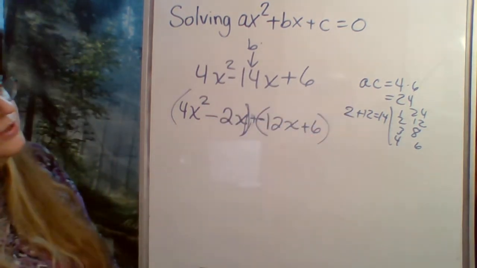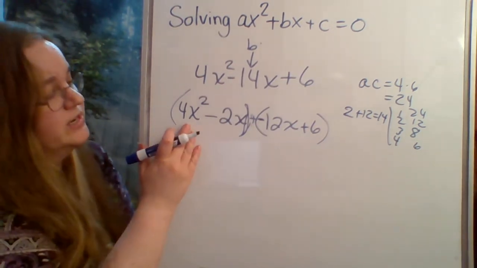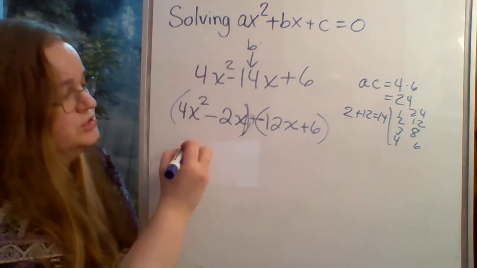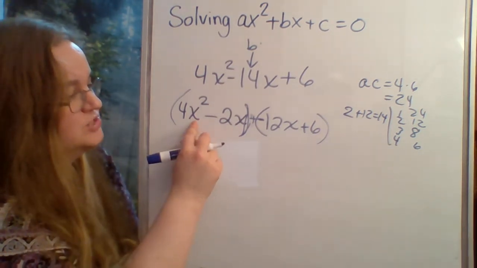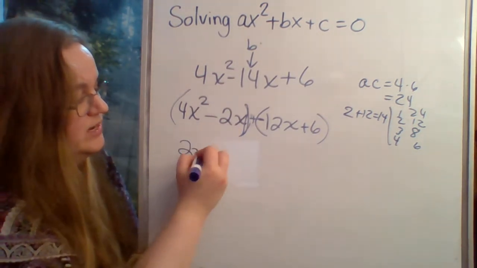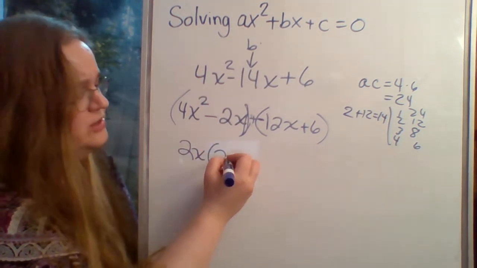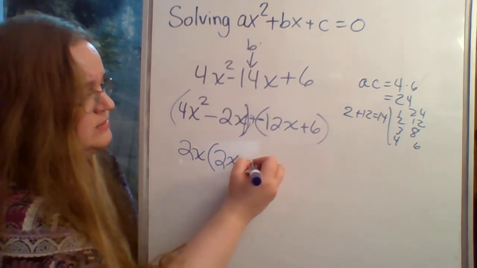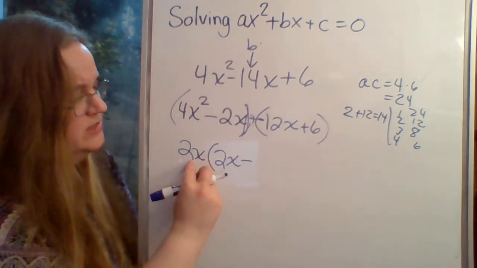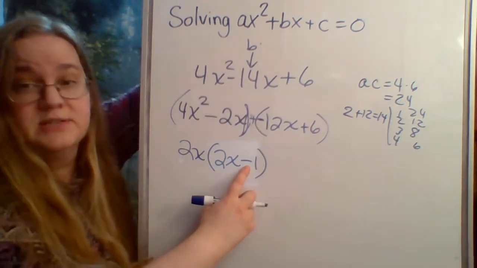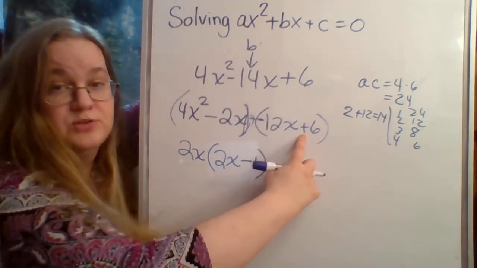When I take a look at this, I've got a common factor of 2 between 4 and 2, so I remove that. I've got an x squared and an x, so I can remove x. So 4 divided by 2 is 2. X squared divided by x is x. Minus 2x divided by 2x is 1. Now, notice how this is a minus. This is going to be a plus.